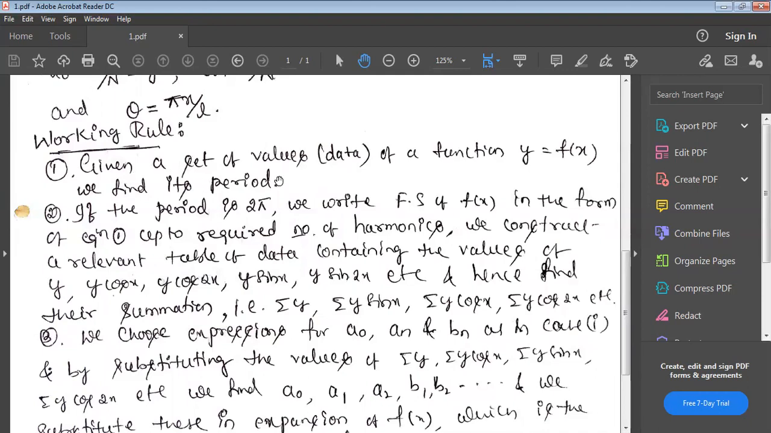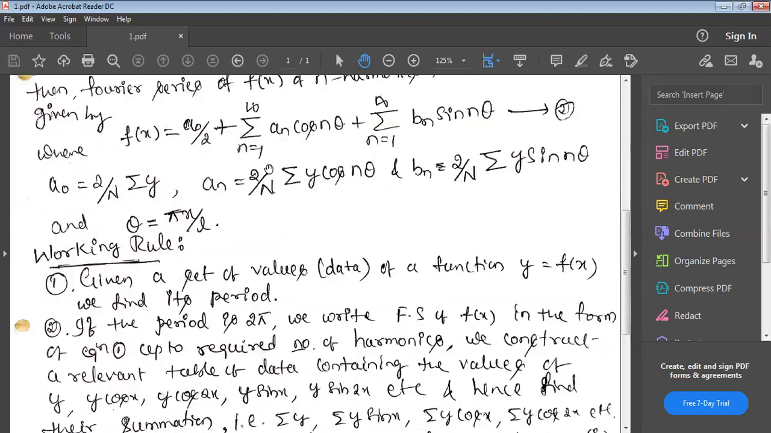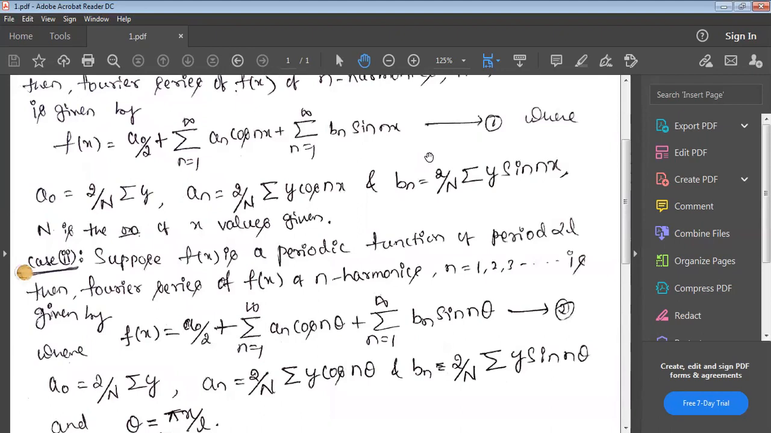So given a set of values, that means the data they are going to give for an unknown function y is equal to f of x. First, we find its period. This is the most important step, because harmonic analysis depends on the period of a problem.